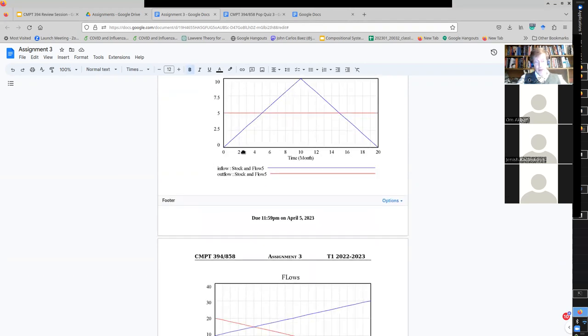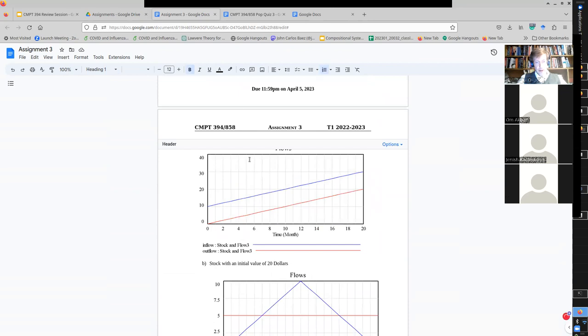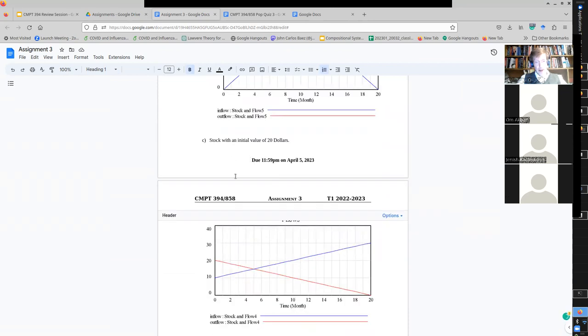Let's talk about another one. Maybe we'll do this one. Let's do this one. This one's less sort of crinkly than this one here. You can come to the crinkled one if there's demand for it later.